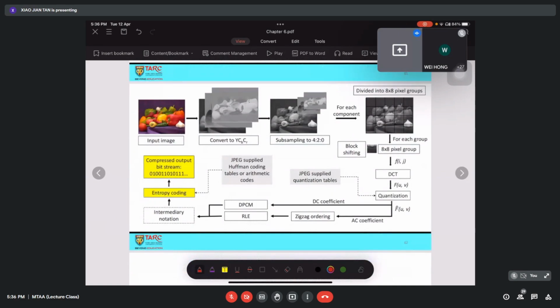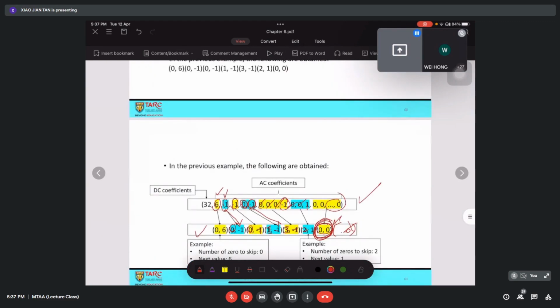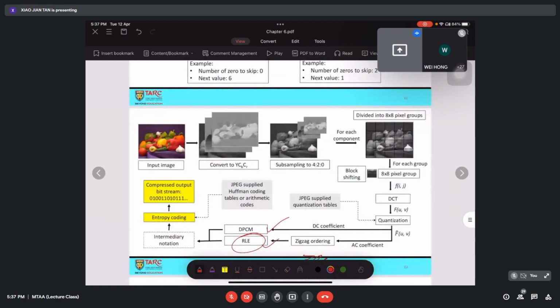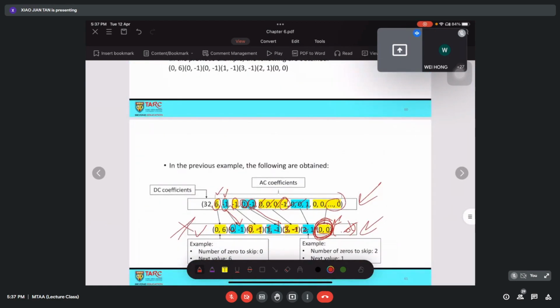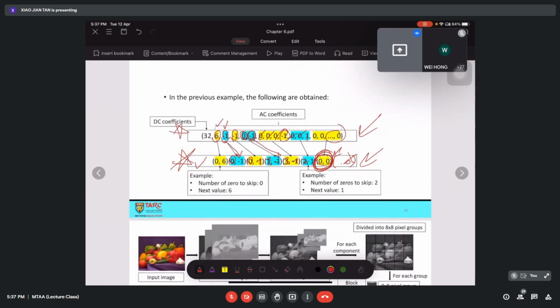So after that, you have done your DPCM, you have done your zigzag ordering. Zigzag ordering is simply the zigzag values, so that you get this one. This is the zigzag. After zigzag, this is RLE. Okay, this is RLE. Please do not get confused when I ask for RLE and you give me this one instead.